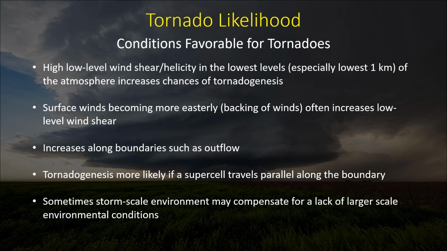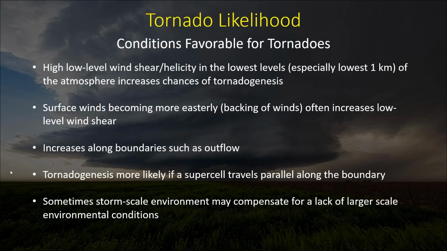Some other conditions that are favorable, as I mentioned again, that high low-level wind shear towards the surface. Usually in the northern hemisphere, if you get surface winds that are more easterly, that's going to cause a lot of shear, because usually in the northern hemisphere, at least at these latitudes, the winds in the upper atmosphere are from the west. So if you get easterly winds at the surface, westerly winds above that, that's a lot of shear as you go up from the surface into the middle levels of the atmosphere.